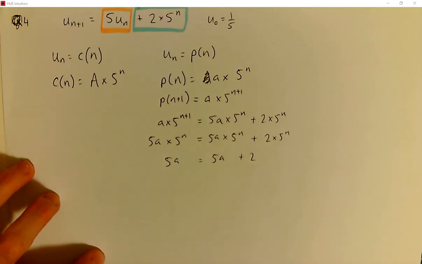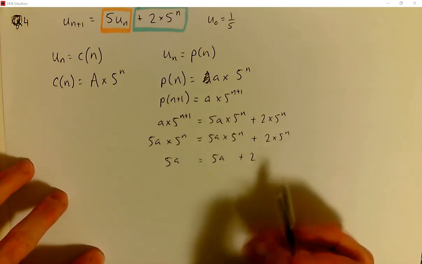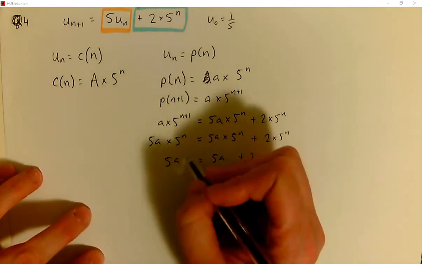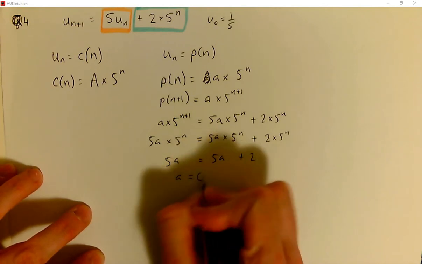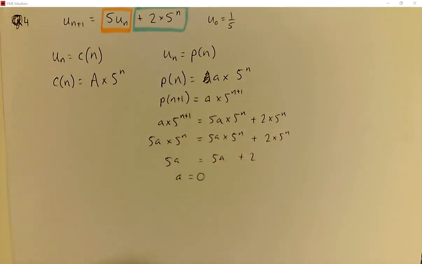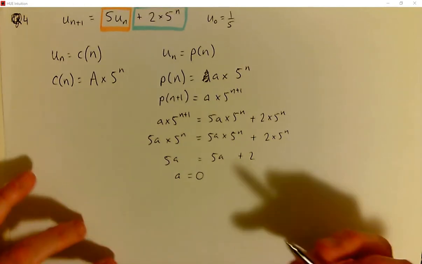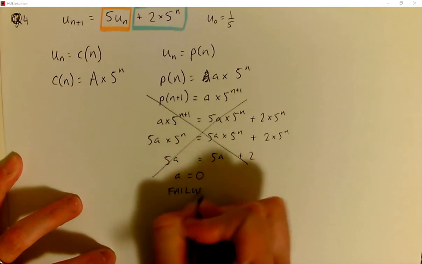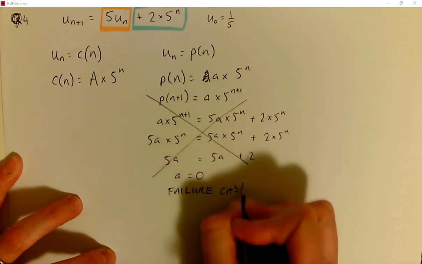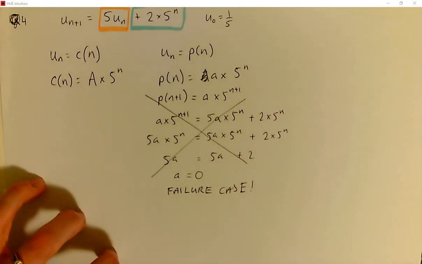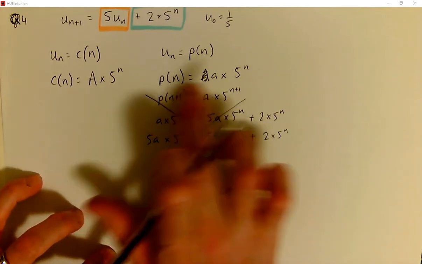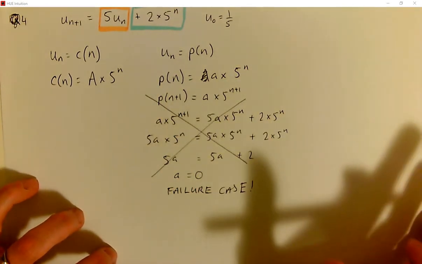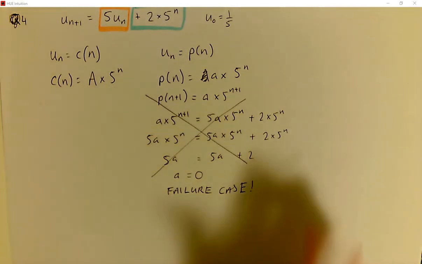Okay, I suppose the only answer would be if a is 0. But if a is 0, then we don't have a particular solution, so it doesn't work. So if you end up discovering that your constant, if you've only got a single constant, is 0, then you've got a failure case. Okay, now in that situation all we do is we just multiply what we would normally guess by n, and everything turns out fine. Okay, so I'll do this in red just so that it's easier to see.